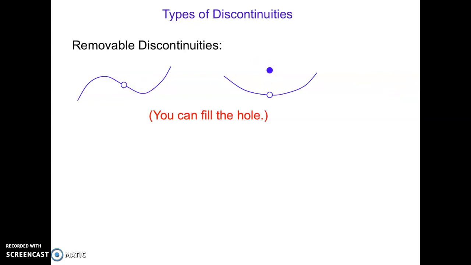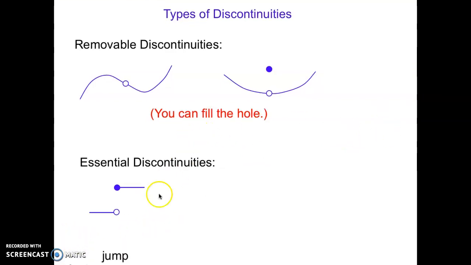The other types of discontinuities that we study in calculus are called essential discontinuities, and we really just need to know two of these three. The first one is called a jump discontinuity.